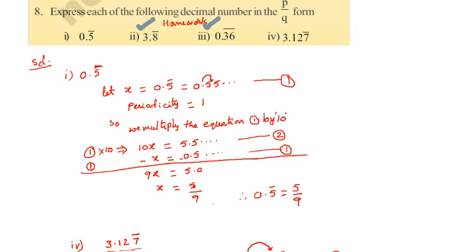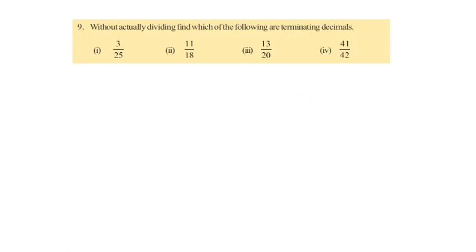Okay. Now we move to the ninth question. That is the last question of exercise 1.1. Here you read what the question is. First you may read it and understand what the statement given is. Here you observe: without actually dividing, find which of the following are terminating decimals.